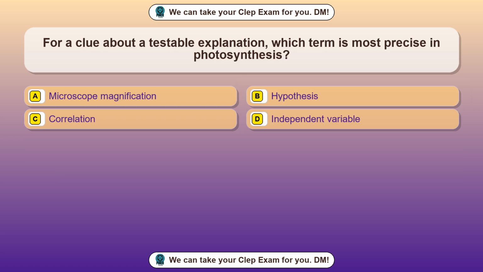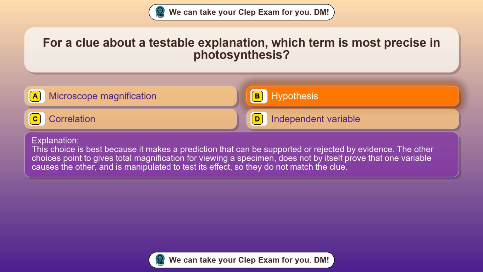Question 33. For a clue about a testable explanation, which term is most precise in photosynthesis? Option A, microscope magnification. Option B, hypothesis. Option C, correlation. Option D, independent variable. The correct answer is option B, hypothesis.